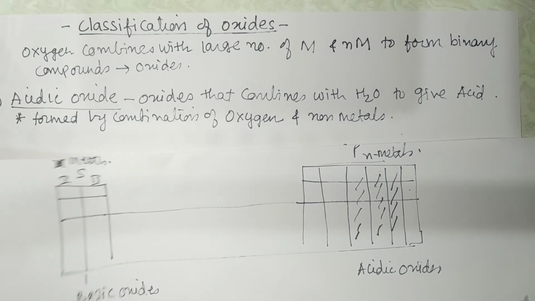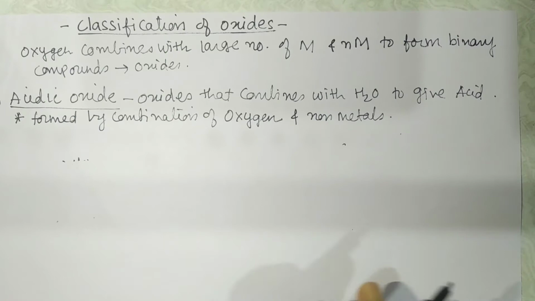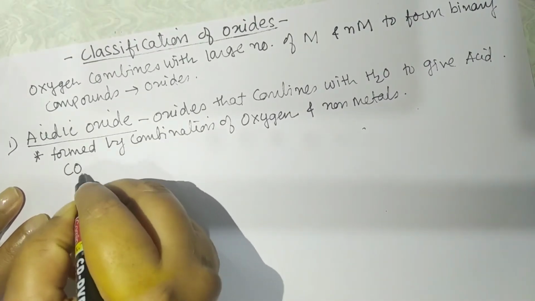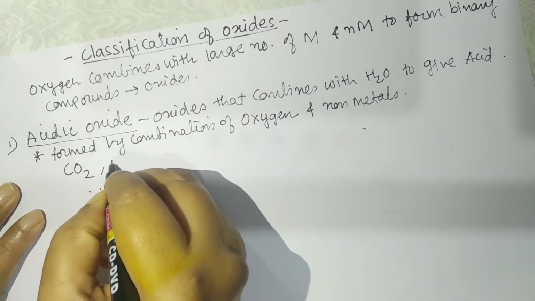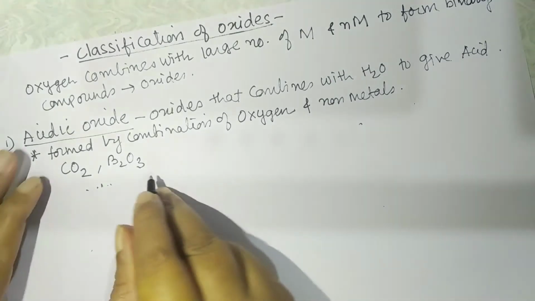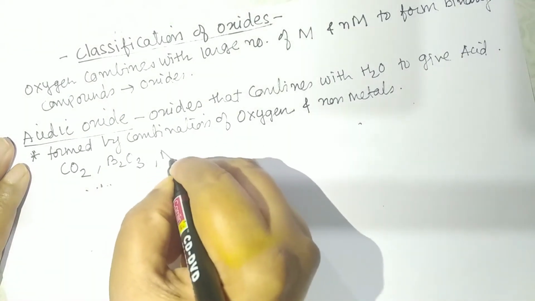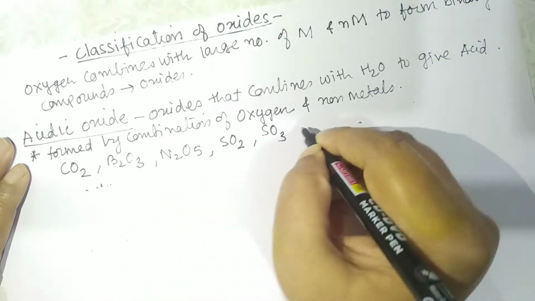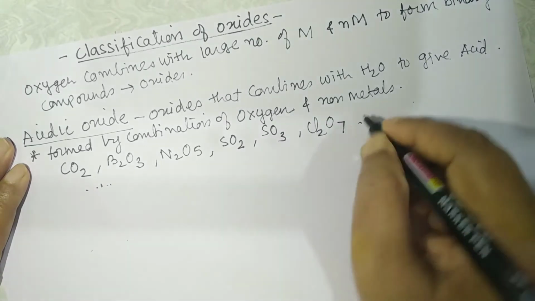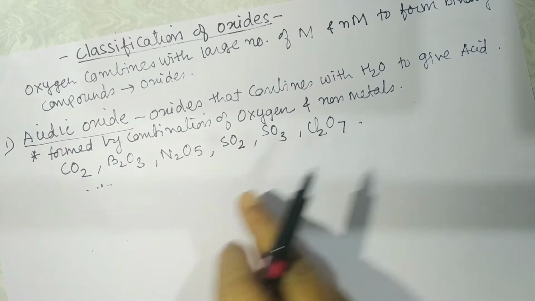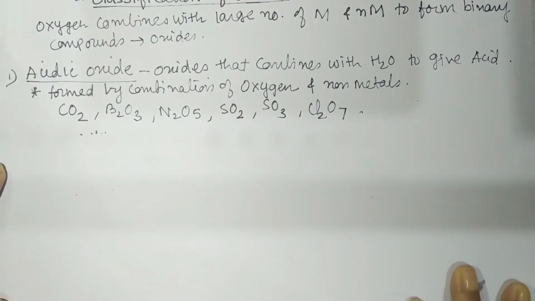So let us see some examples of acidic oxides. Let us start from group 14: carbon dioxide. You have B2O3 also, which will form boric acid, and we will see this later on. Next is N2O5, SO2, SO3, Cl2O7, which is chlorine heptaoxide. Let us see whether, when dissolved in water or when they react or combine with water, they form acids.